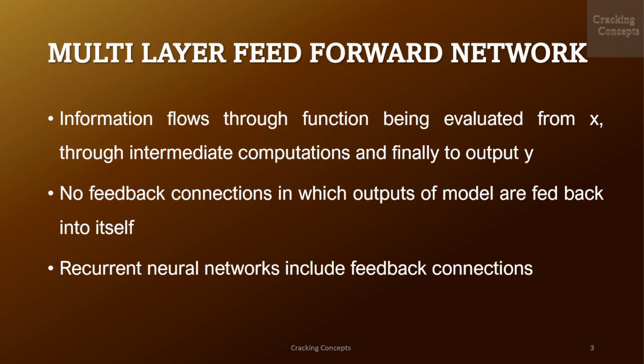These models are called feed-forward networks because information flows through the function being evaluated from x, through the intermediate computations used to define f, and finally to the output y. There are no feedback connections in which outputs of the model are fed back into itself. When feed-forward neural networks are extended to include feedback connections, they are called recurrent neural networks.